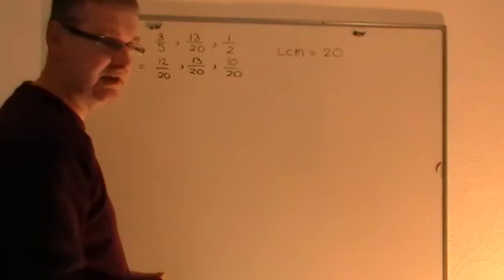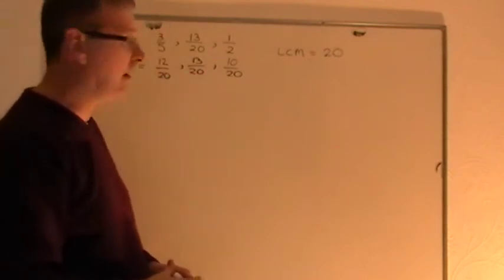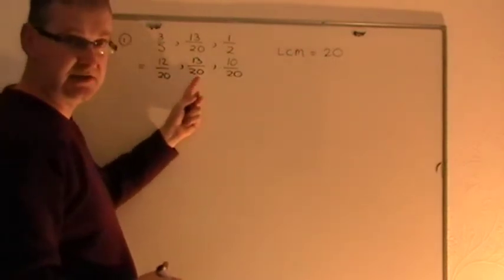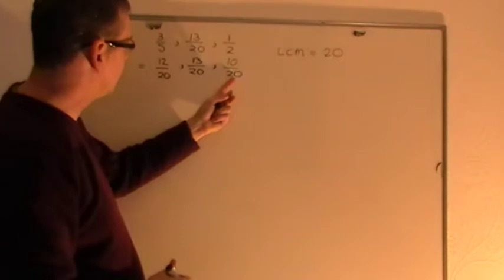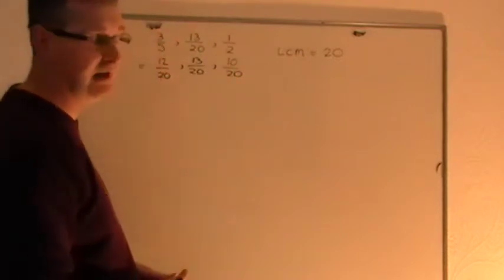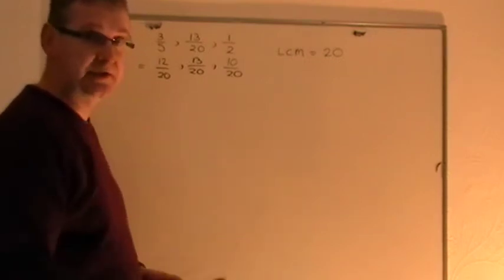So we get 10/20. Now you can see that we've got 3 fractions all over 20, and it's obvious that in this particular case the 13/20 is the biggest, the 10/20 or the half is the smallest, and the 3/5 is the one in the middle. So depending on what the question asked, you would then be able to answer the question.